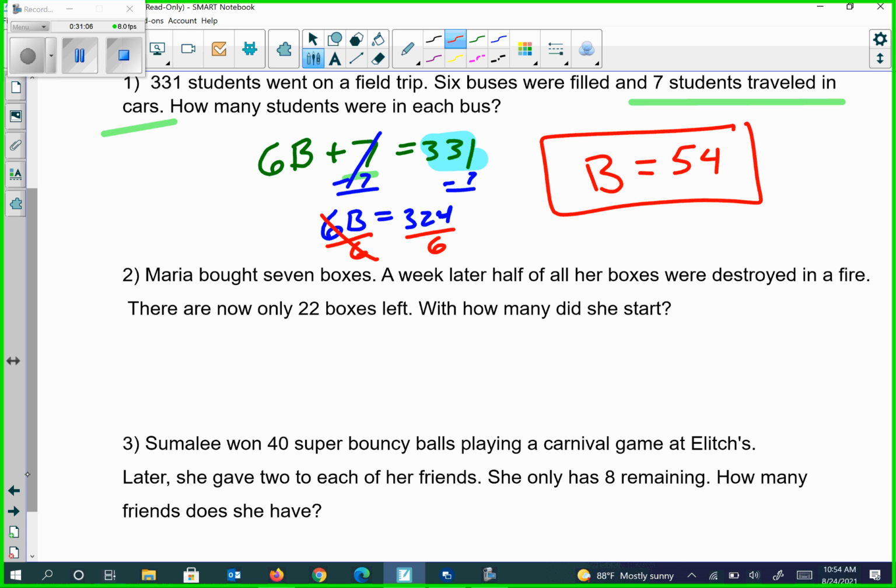So I guess she had some boxes and then went and bought 7 more. Did she buy the boxes after the fire? No. I think Maria probably had a whole bunch of boxes. Like let's say all these desks are boxes. And then she went and bought 7 more. A week later, half her boxes were destroyed. So she had a certain amount of boxes. She bought 7. I might be reading this wrong, but let's see if I'm right. I know that we're going to get 22. They said half of them were destroyed in a fire.